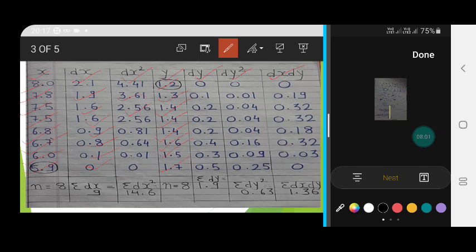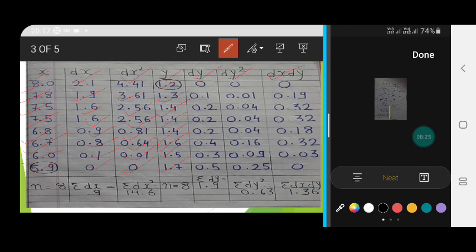Again the square of 1.6 gives 2.56. Then the square of 0.9 is 0.81. The square of 0.8 is 0.64. The square of 0.1 is 0.01. The square of 0 remains 0. Then we have the different values under the y column that we have written from the question.